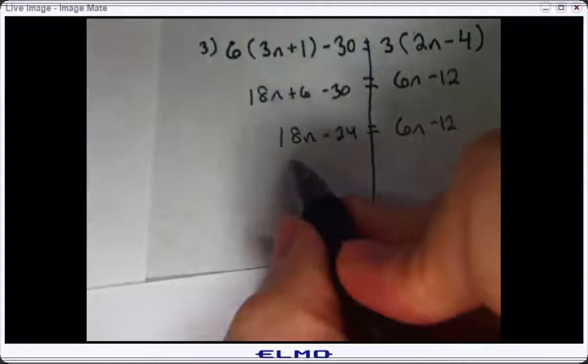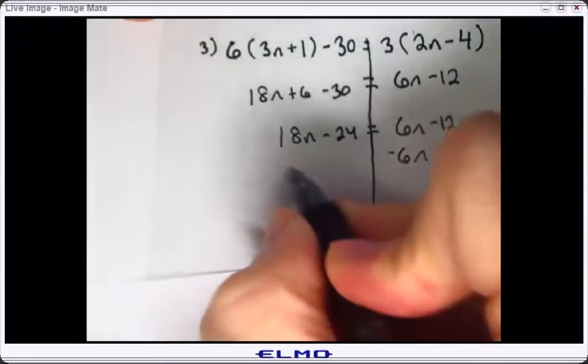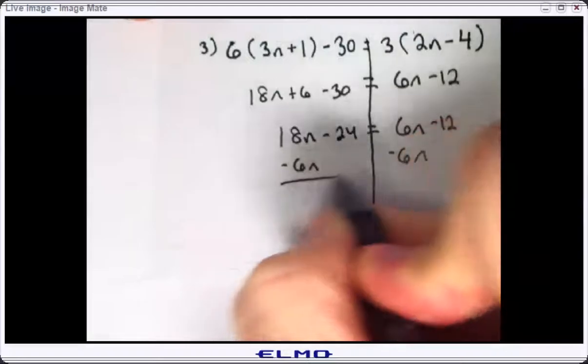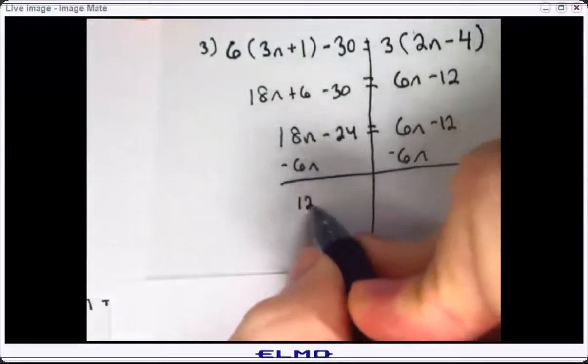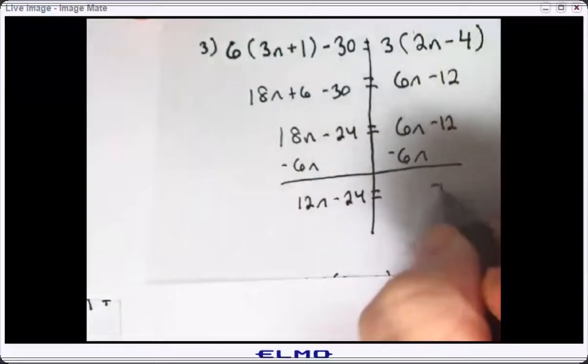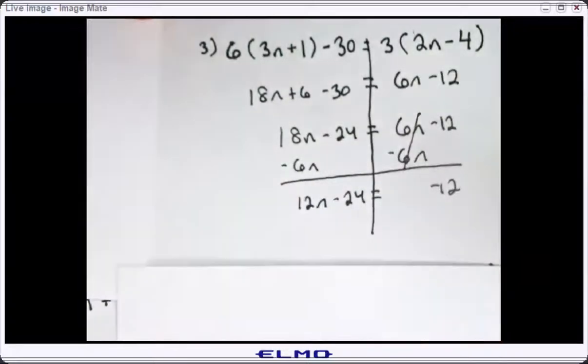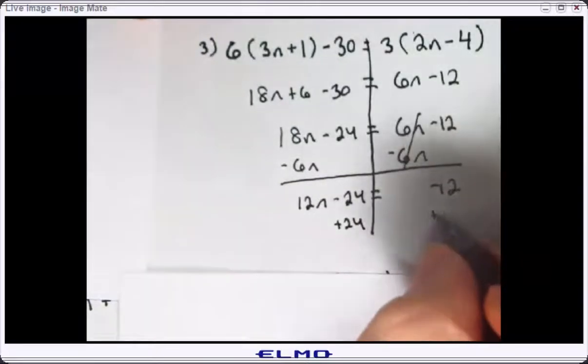I could subtract 18n from both sides, but I like to put it on the side that results in a positive, so I'm going to subtract 6n from both sides. 18n minus 6n is 12n. Bring down minus 24 equals negative 12. To get rid of minus 24, you plus 24 to both sides.